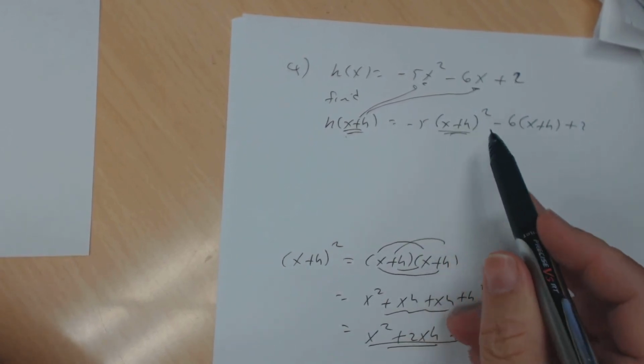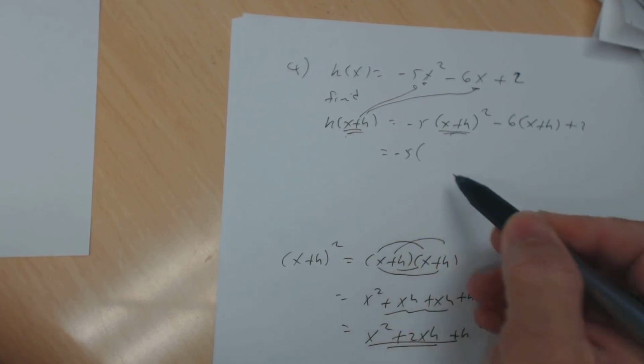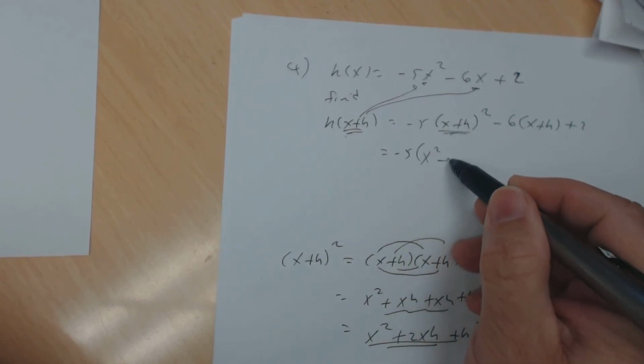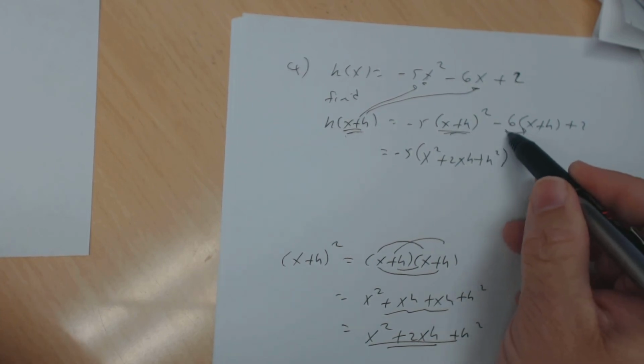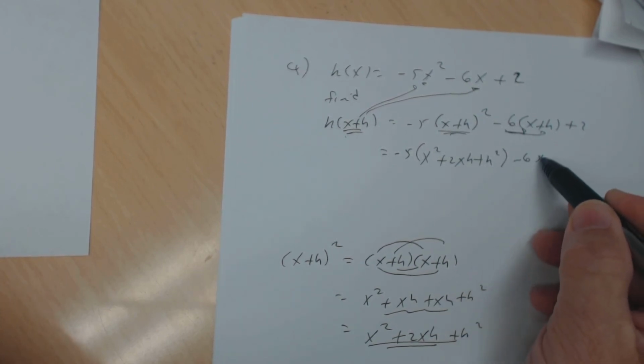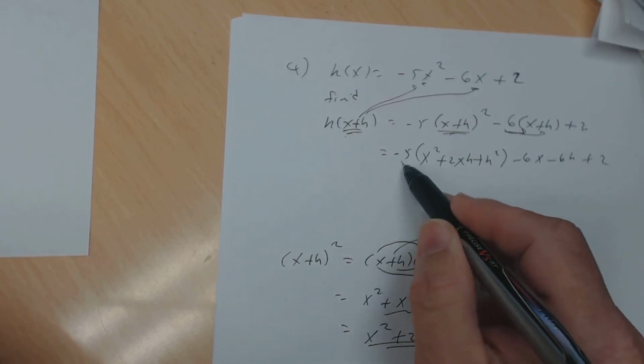That's only this part right here. But don't forget, that's being multiplied by negative 5. So we have to say negative 5 times this. X squared plus 2xh plus h squared. Now distributing here, I can say that's negative 6x minus 6h and then plus this 2. Now go ahead and distribute here.